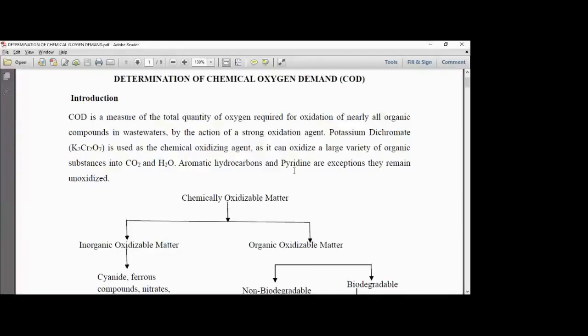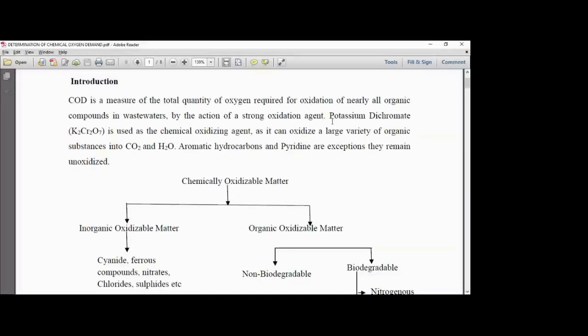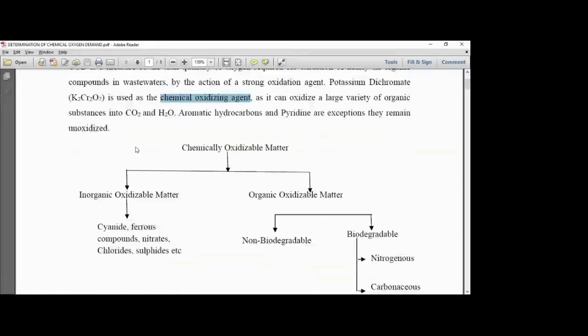Now how we are going to do that, we are also going to see. Here I'll just read out the statement. Potassium dichromate, that is K2Cr2O7, is the chemical oxidizing agent that we are going to use, as it can oxidize a large variety of organic substances into CO2 and H2O. Aromatic hydrocarbons and pyridine are exceptions; they remain unoxidized, right? So in case of COD, we use potassium dichromate, K2Cr2O7, which is a very good chemical oxidizing agent. And if we prepare K2Cr2O7, the normality does not change. So it is very good, and it has been applied for finding out COD.